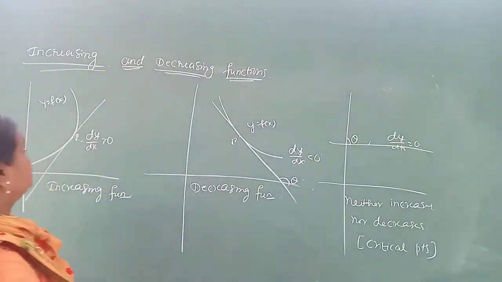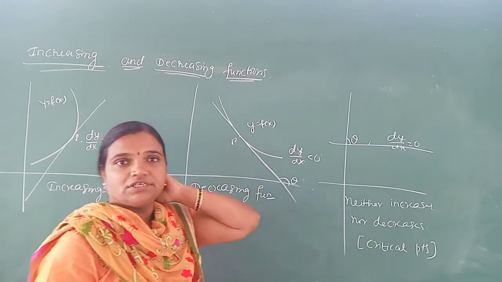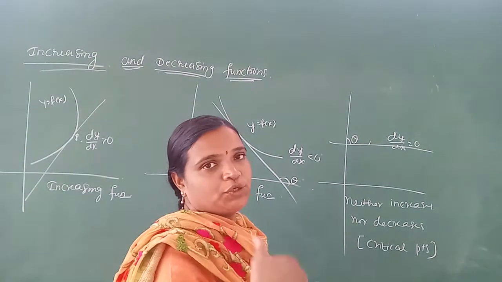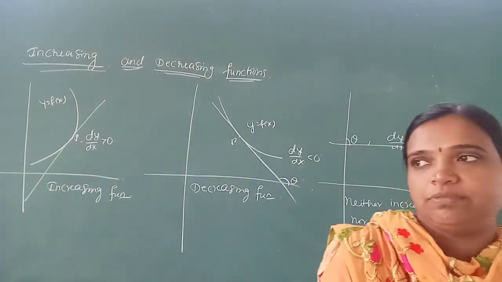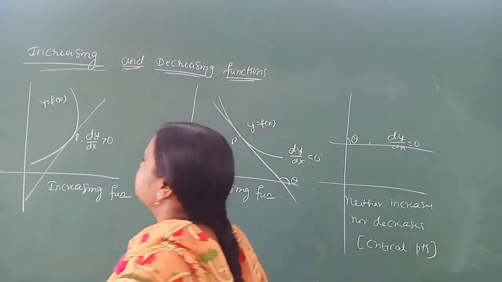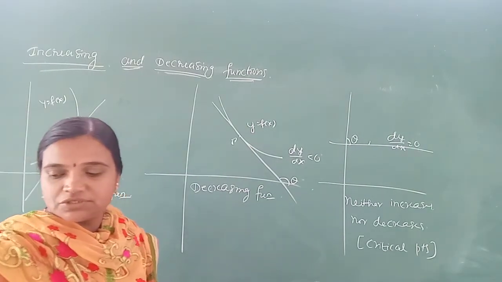Now, next one is increasing and decreasing function. In this topic, maximum marks is 3 marks. They will give in the annual exam either a 2 marks question or a 3 marks question. First, we have to know the definition of increasing and decreasing function.